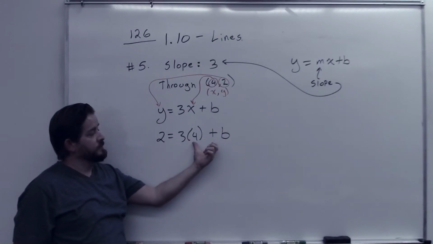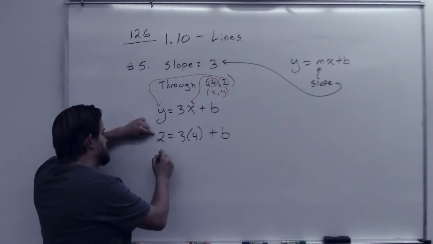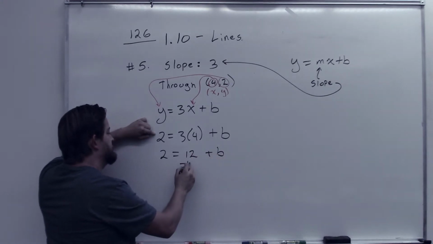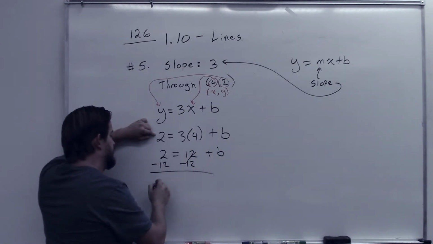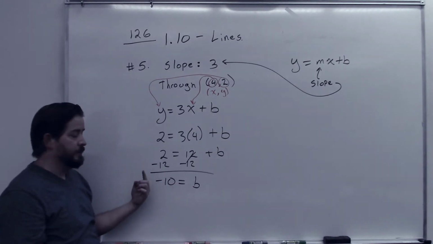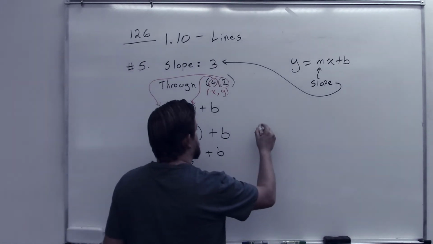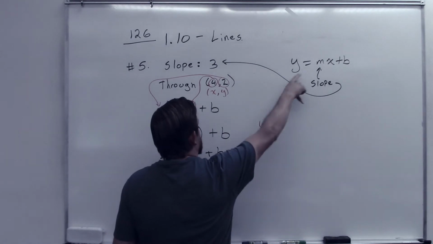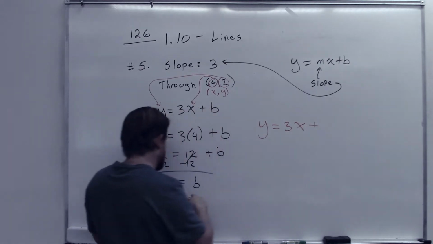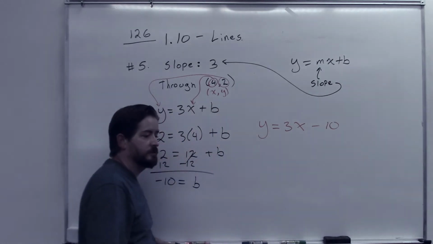And once I have m and once I have b, I'm done. That's all I need, right? So this is 2 = 3 times 4, which is 12, plus b. Minus 12 from both sides, and I get negative 10 is equal to b, right? And that's all I need. I need m, I need b, and if I get that, then I can write my solution, and that solution is y = 3x + b, which is negative 10, so y = 3x - 10. And there's our equation.